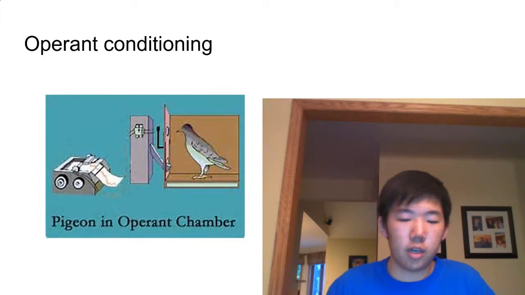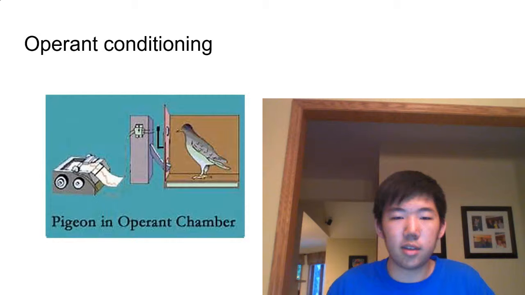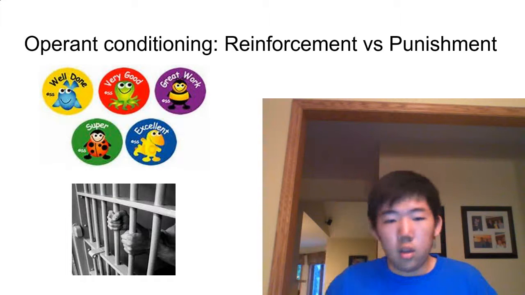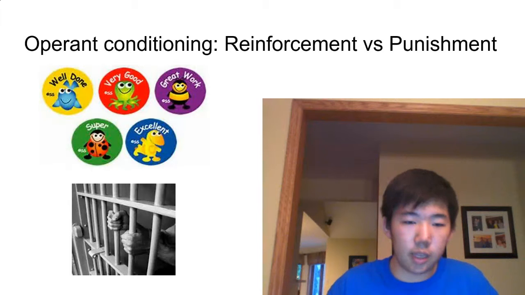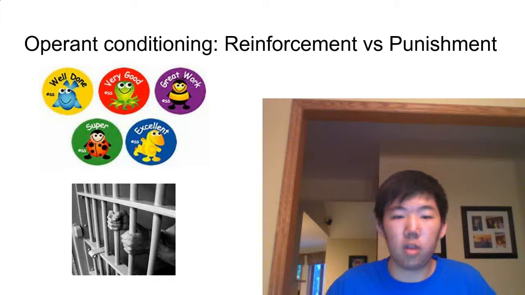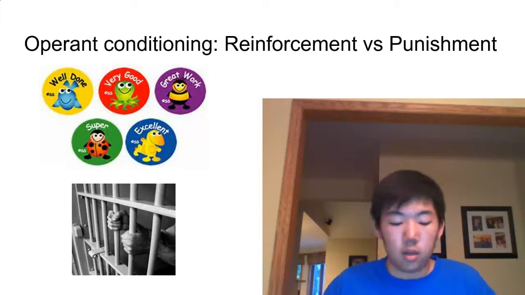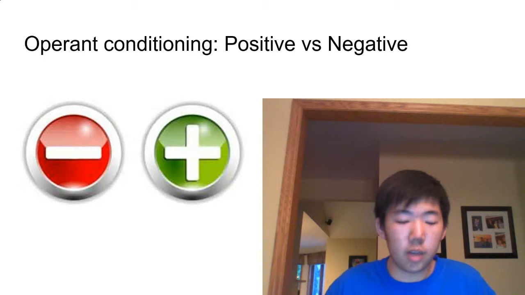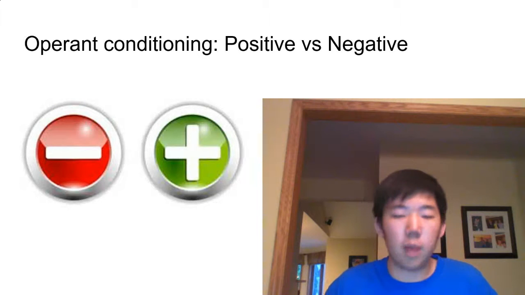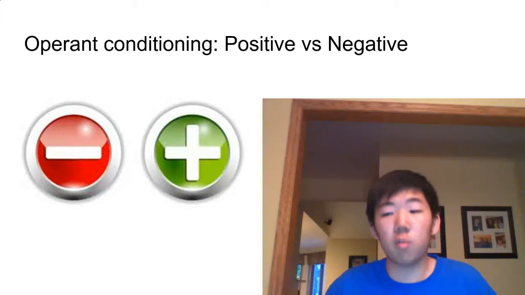So, let's start with operant conditioning. Operant conditioning is a style of learning that deals with reward and punishment, fairly straightforward. So what are reinforcement and punishment? Well, reinforcement is anything that makes a behavior more likely, and punishment is anything that makes a behavior less likely. Both reward and punishment have positive and negative form. Positive meaning that something is added, good or bad, and negative meaning that something is removed, good or bad.